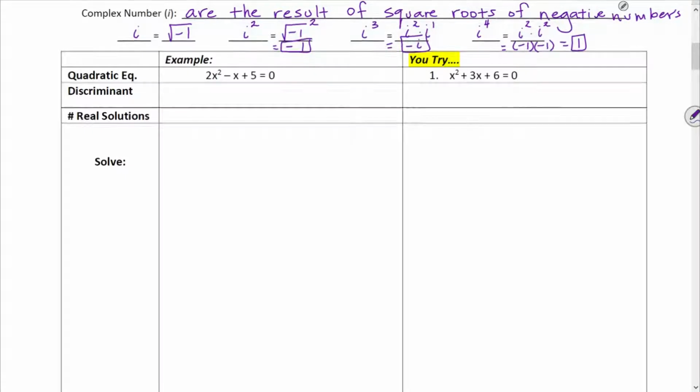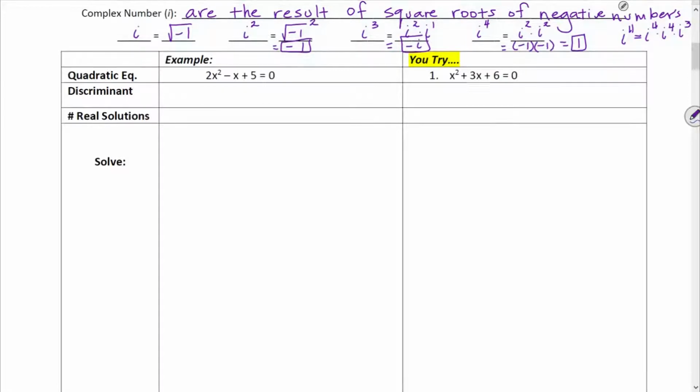One more thing to point out is if you had some other power of i, like let's say i to the 11th power, you could pull off multiples of 4 because those are always equal to 1. So you could look at i to the 11th as i to the 4th times i to the 4th times i to the 3rd.